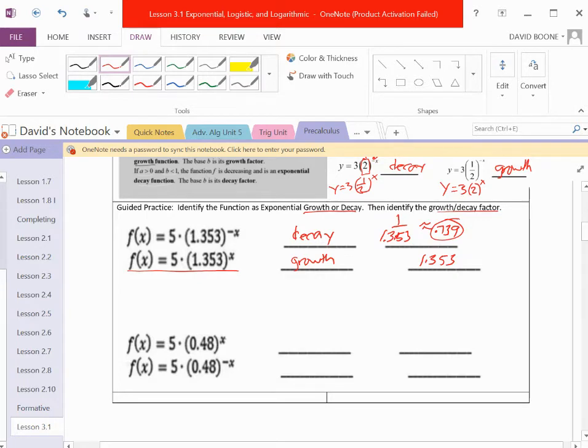Same thing down here. This one doesn't have a negative exponent. We're looking right there. That's between 0 and 1, so that is a decay, and its decay factor is 0.48. This one, now look at that negative exponent, so it's really like 1 over 0.48, which is approximately, if you use your calculator, 2.083. That'd be a bigger number, bigger than 1, so this would be growth.